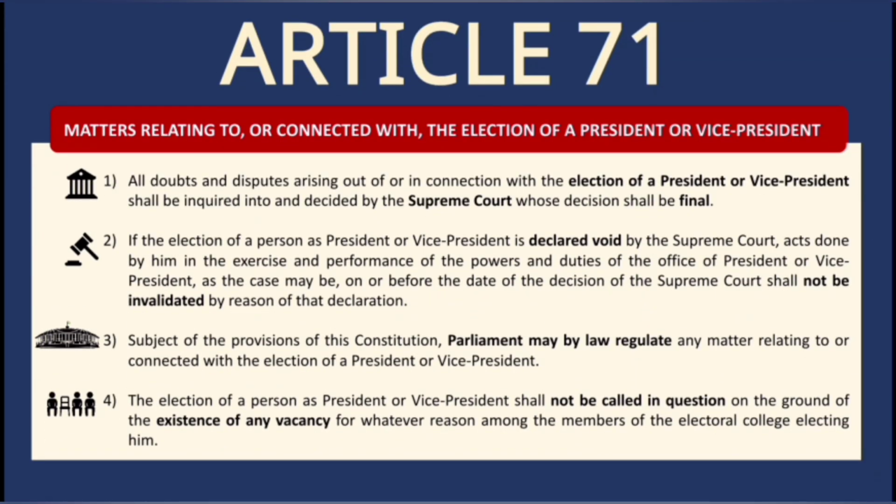Today we are moving forward with Article 71 of the Indian Constitution, matters relating to or connected with the election of a president or vice president. So what is it all about? Well, Article 71 deals with the election of the president and the vice president. But more specifically, it talks about what to do if there is a problem or dispute during their election process. Let's break it down step by step in the simplest way possible.